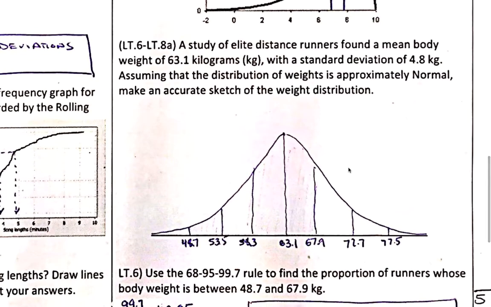Learning target 6 through 8. Here we're using some data about distance runners and their weights. The mean, which would go here in the middle if we are distributed normally, is 63.1, and then the standard deviation is 4.8. So for the first, second, and third standard deviations, we're just adding 4.8 each time, and we're subtracting 4.8 each time to get the standard deviations that are less than the mean.